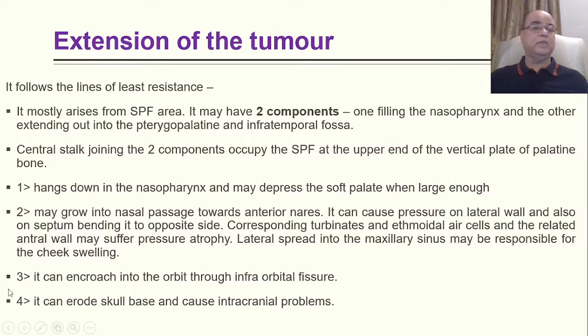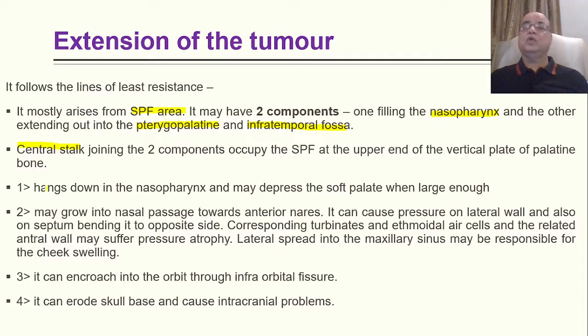As we know, this tumor is arising from the sphenopalatine foramen, which is present in the posterior part of the lateral nasal wall. After arising from the sphenopalatine foramen, medially it can go into the nasal cavity and nasopharynx, and laterally it can go behind the maxillary sinus into the pterygopalatine fossa and from there to the infratemporal fossa, so that it has a central stalk lying in the sphenopalatine foramen, and medially and laterally the larger sized part of the tumor is present.